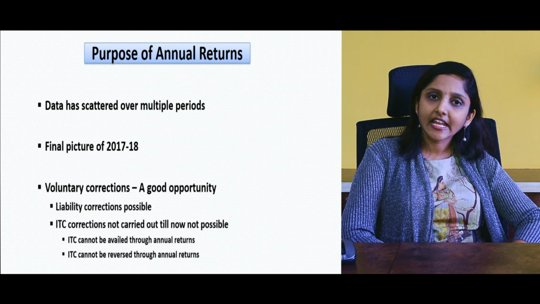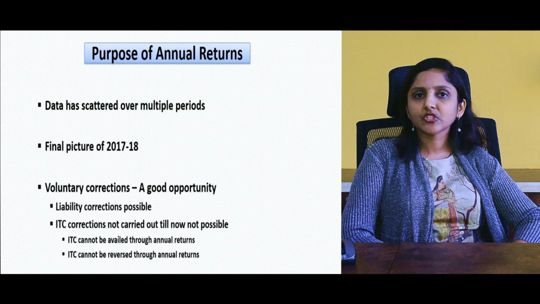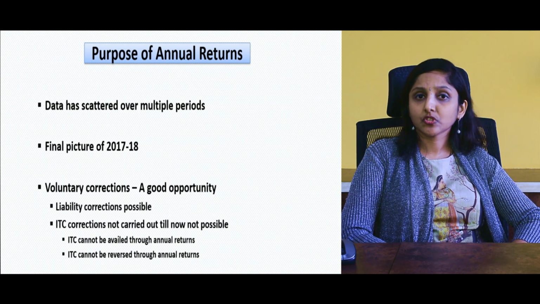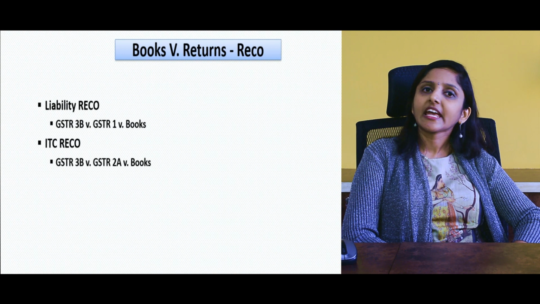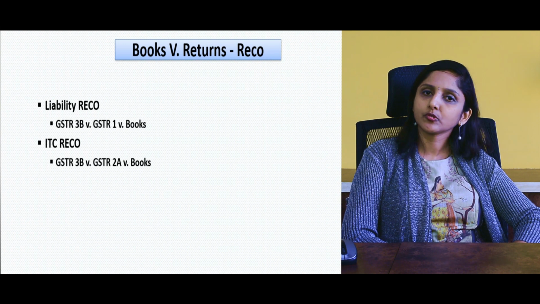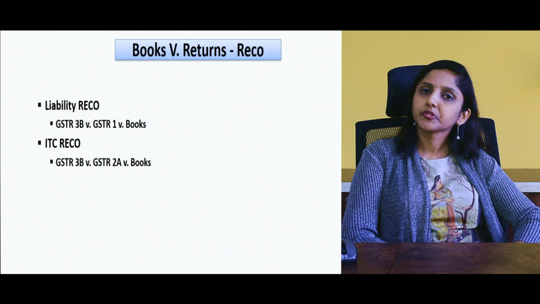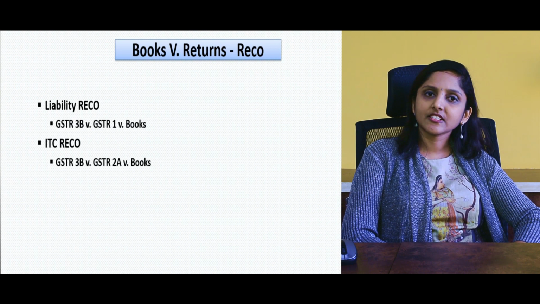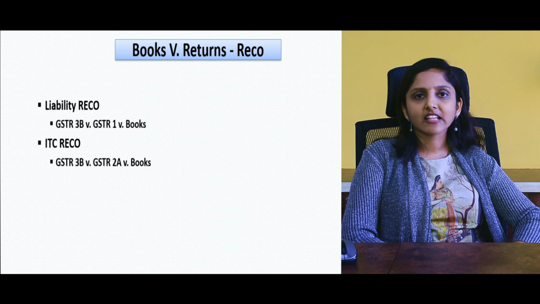This will further enable voluntary corrections from the registered person's perspective so that interest could be minimized and penalty repercussions mitigated. However, what cannot be done through annual returns is input tax credit related corrections, either availment or reversal. Both are not possible through the annual return. As far as reconciliations are concerned, ensure the registered persons have carried out a reconciliation of their GSTR 3B, GSTR 1 and their books. This is as far as the liability is concerned. Similarly, with respect to input tax credits, GSTR 3B, 2A as well as the books.